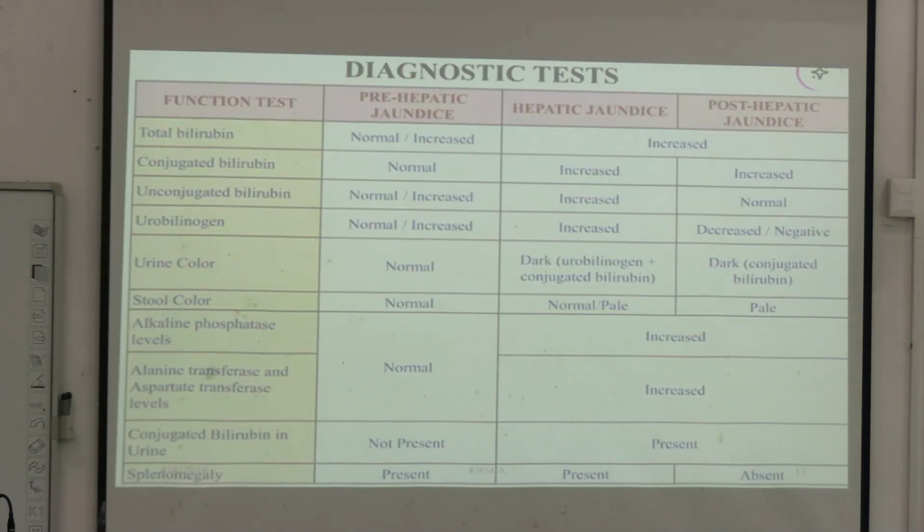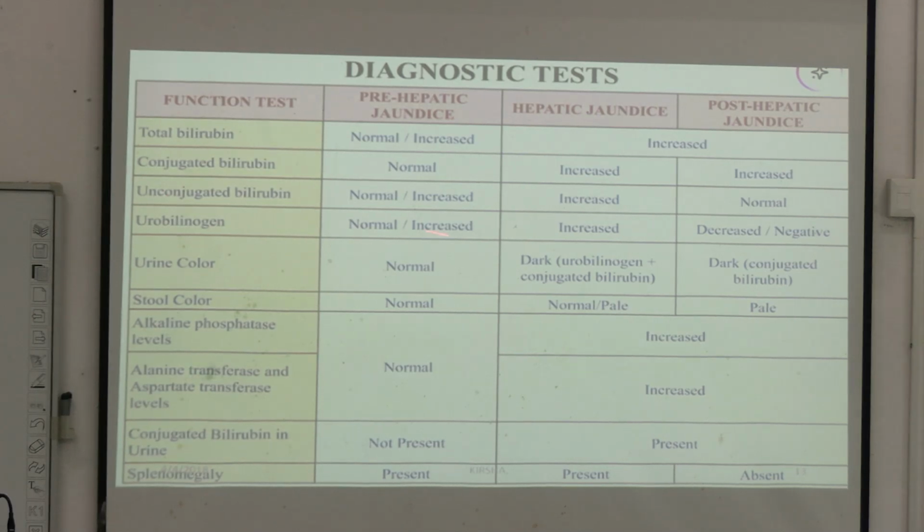Now, how will you differentiate between prehepatic jaundice, hepatic jaundice, and posthepatic jaundice? So, total bilirubin, prehepatic, normal or increased. In hepatic and posthepatic jaundice, total bilirubin will be highly increased. Conjugated bilirubin, normal here, increased here. Unconjugated bilirubin, here increased, and hepatic jaundice increased, posthepatic normal.